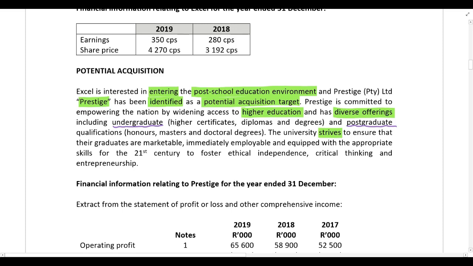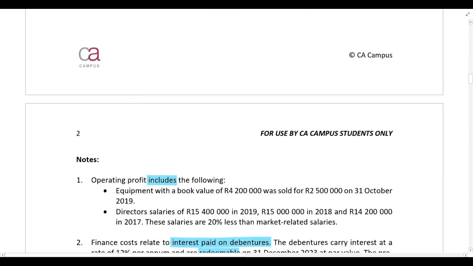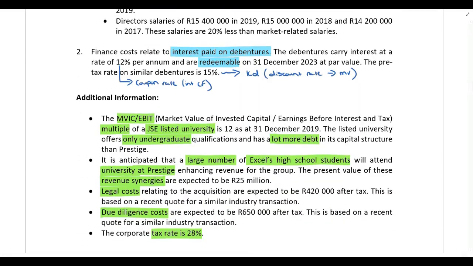Now, we saw when we read through the information provided in the scenario, we don't have that information available for Prestige. However, what information do we have? We have been given an extract from the statement of profit or loss and other comprehensive income. So we have historical earnings over here for the last 3 years. And in addition to that, we have also been given the multiple, an earnings multiple of a similar listed company.